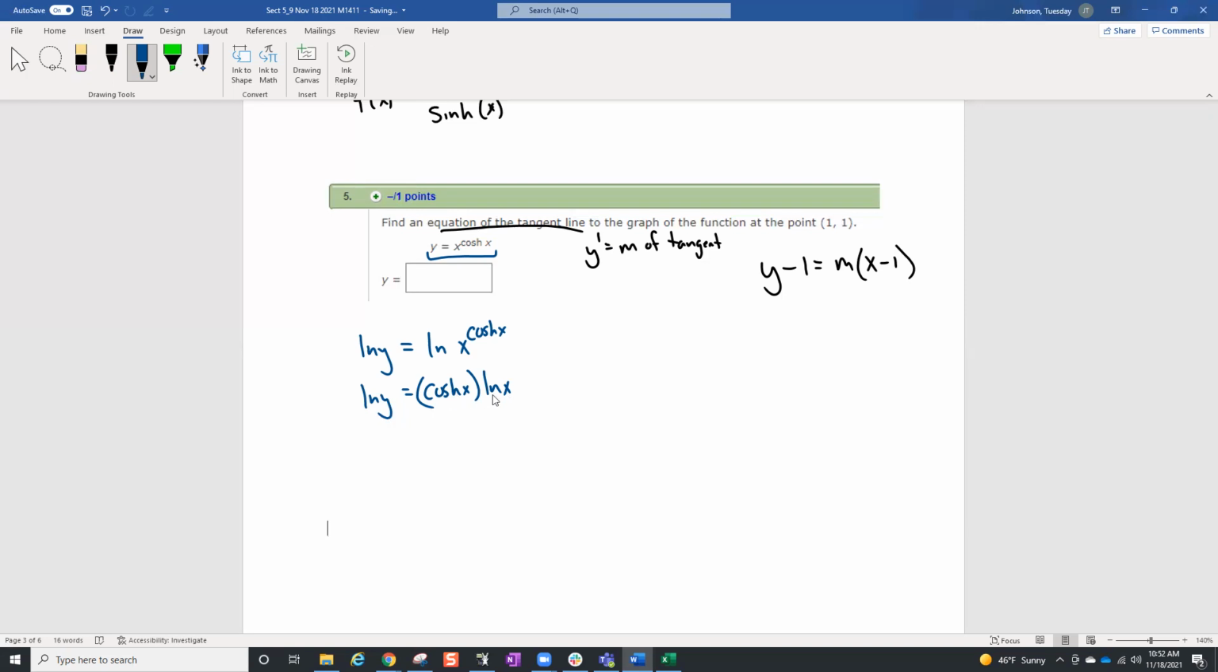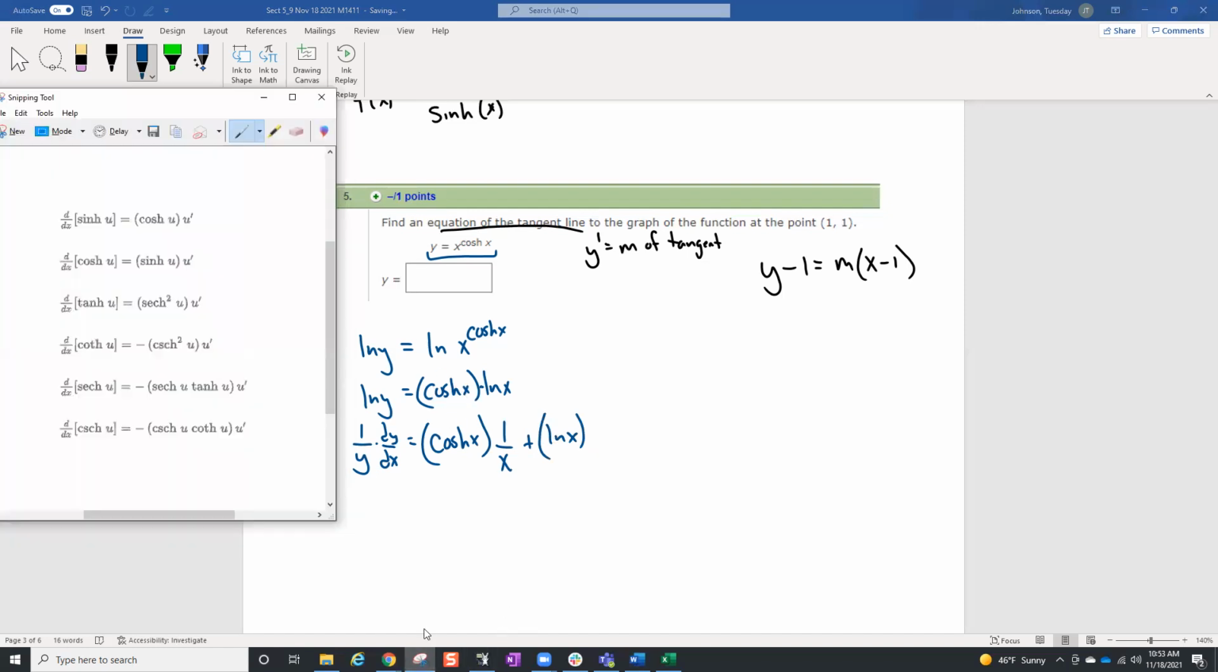Now we can take the derivative because we don't have any crazy exponents or anything. The derivative of natural log of y is 1 over y times dy/dx. The derivative of, product rule, right? We're multiplying, so it's first, hyperbolic cosine of x, times the derivative of the second, 1 over x, plus second, natural log of x, times the derivative of hyperbolic cosine, which we remember is the hyperbolic sine.